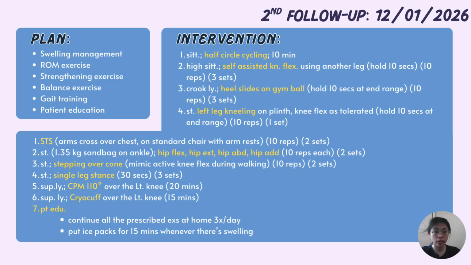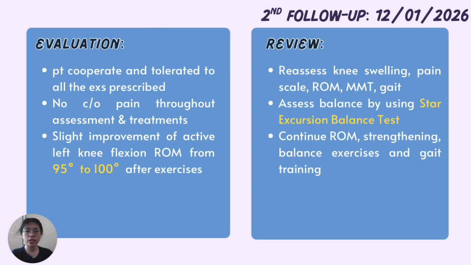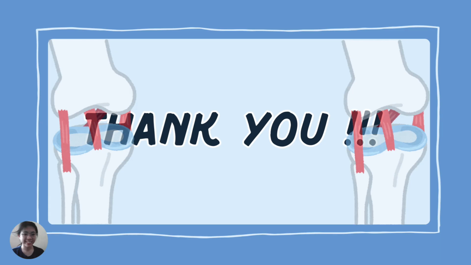For evaluation, the patient shows an immediate improvement in active knee flexion, increasing from 95 degrees to 100 degrees. She tolerated all exercises well with no pain. Moving forward, we will reassess all metrics and introduce the STAR excursion balance test to provide a more dynamic challenge to her neuromuscular control. That's all from our group.